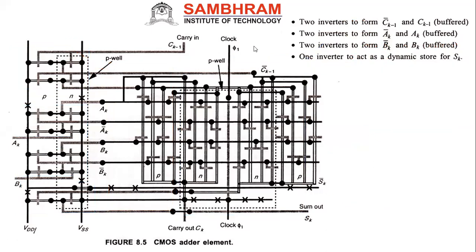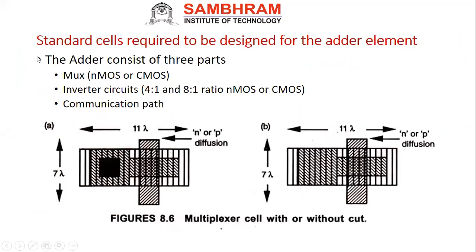That is why here we showed 2 inverters to form CK minus 1 and CK bar. This is what we individually said, how many inverters are required. Okay. Next will be the standard cells required to be designed for the adder element.